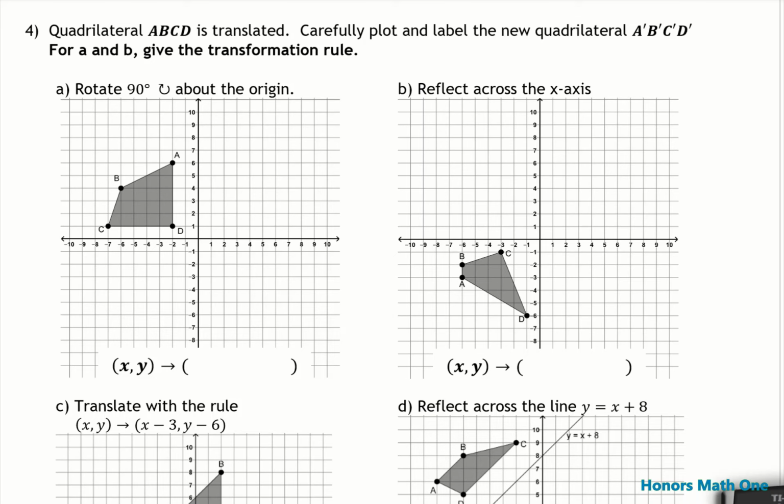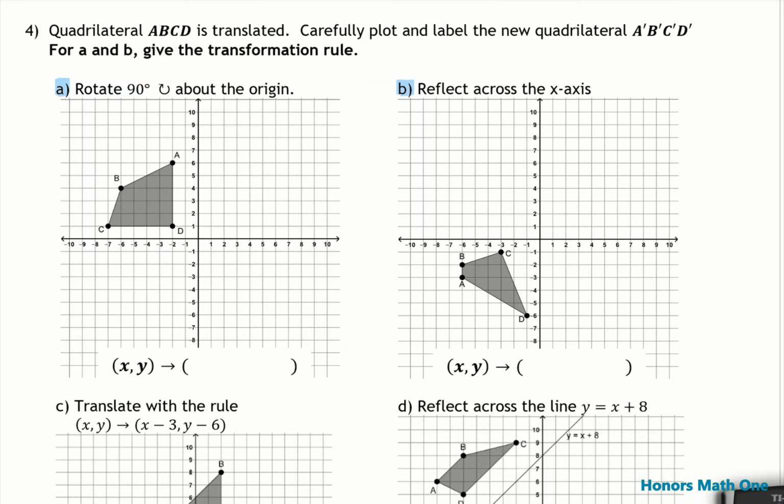In question 4, we're given four different quadrilaterals, all labeled A, B, C, D, and they're all going to be translated. We're asked to carefully plot and label the new quadrilateral A prime, B prime, C prime, D prime. And for parts A and B, there was an extra request. It says for these two, A and B, give the transformation rule.